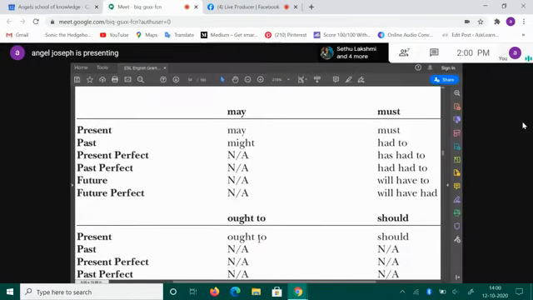Let's look at "may" and "must." Many people ask, what is the usage of "may" and what is the usage of "might"? May, in the present tense. Might, in the past tense. Another variation is more related to the usage of the words "may" and "might." Let me tell you that.